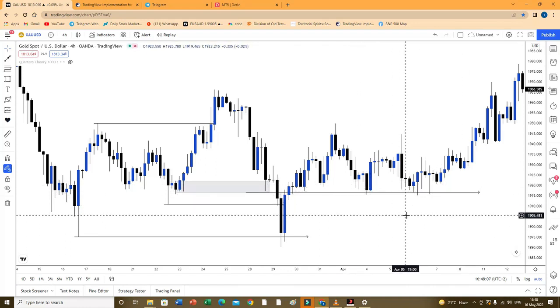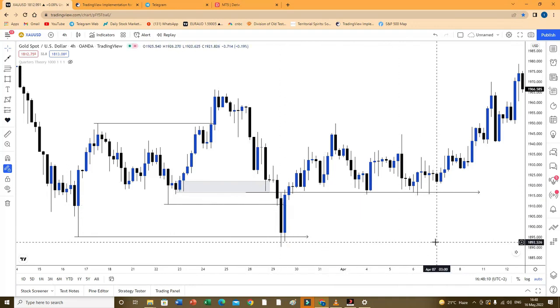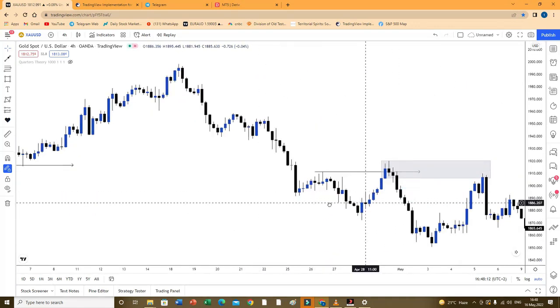So let's look at another example, but I think here I have explained the liquidity grab, or a stop hand. Let's go to another example.